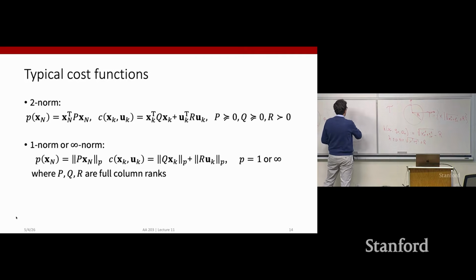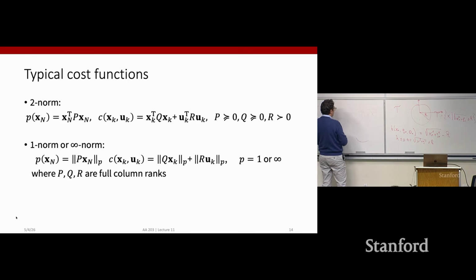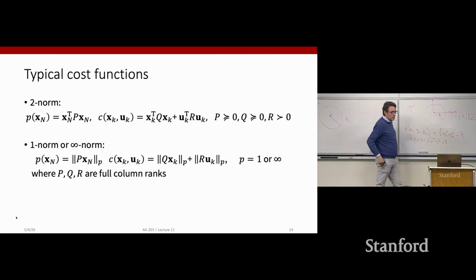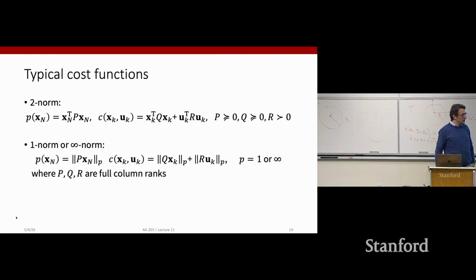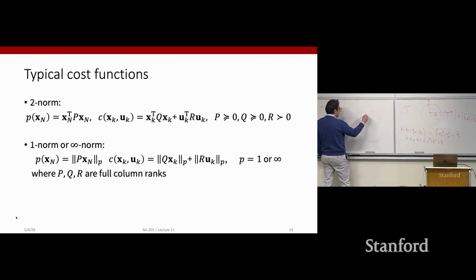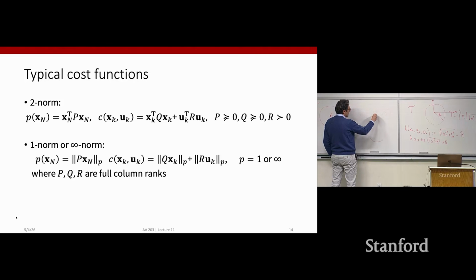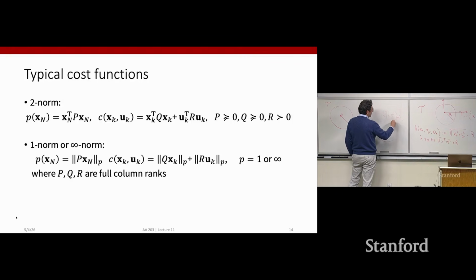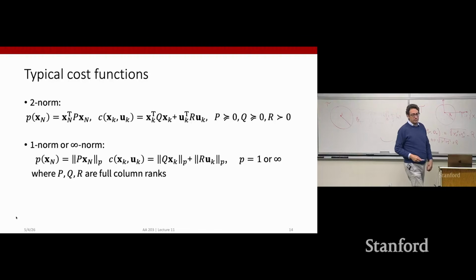The 1 norm of a vector is the sum of the absolute values of its components, instead of the square.